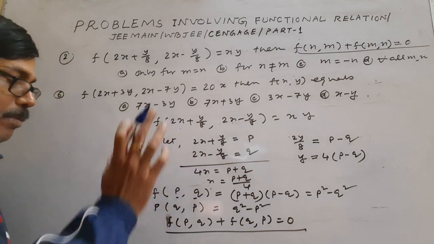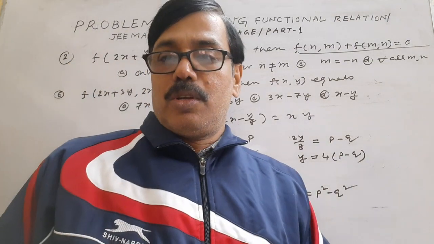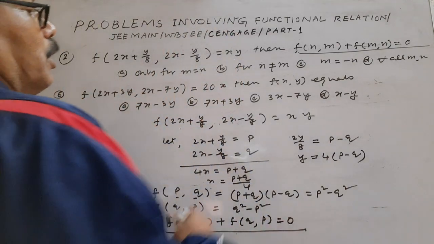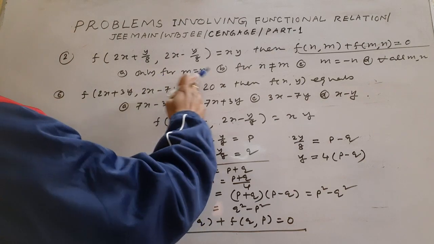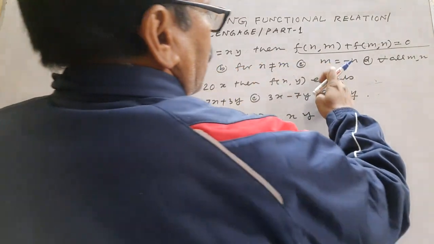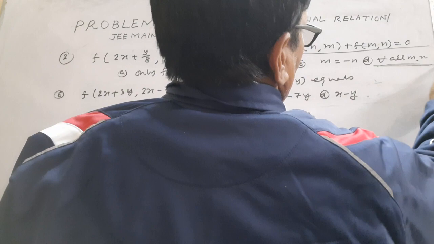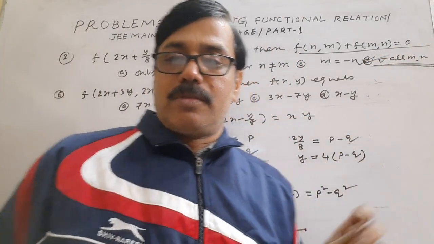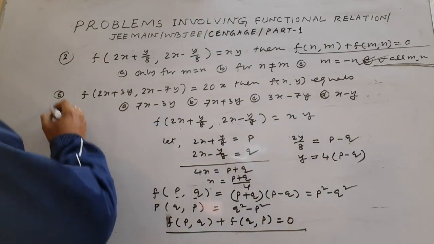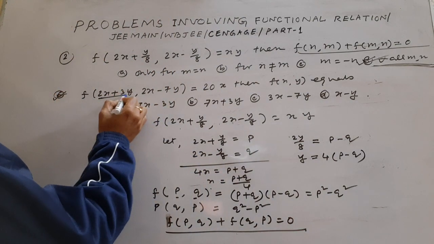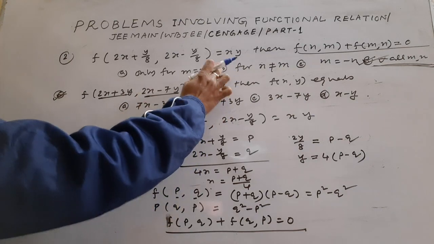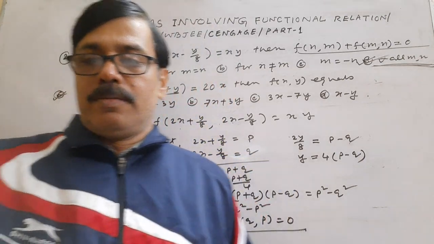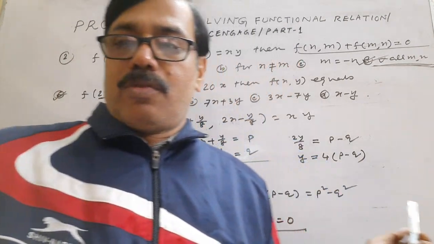So whatever may be the value of p and q, there is no restriction on p and q. So it is not only for m equals n, not m equals minus n, but for all values of m and n. Option D is the correct option. So the second one is exactly the same. You consider this as p and this as q and find x. So you try it.